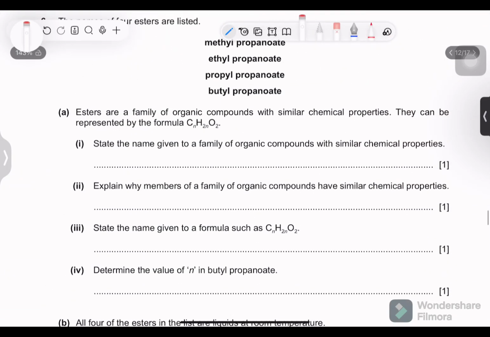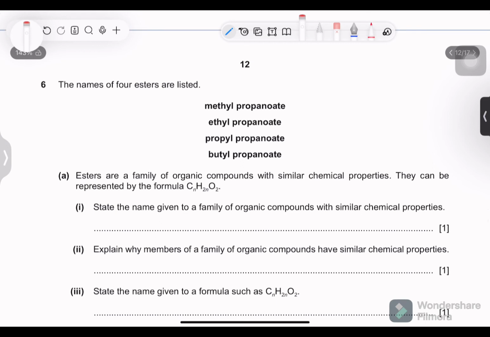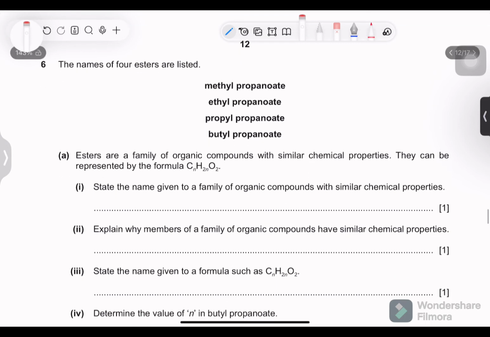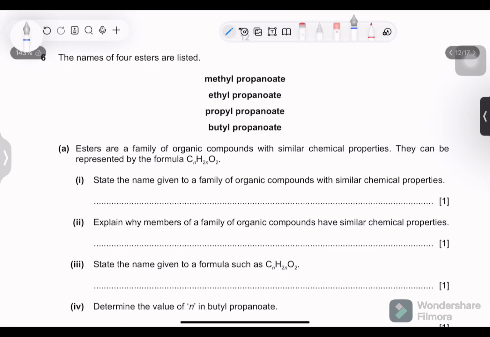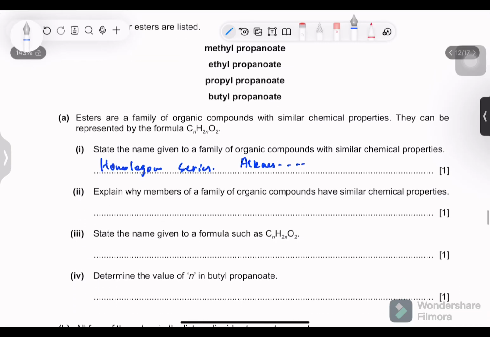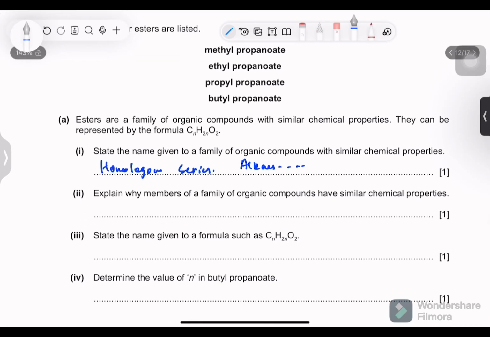Now maybe this is the last question. Yes, so the names of four esters are listed. Esters are a family of organic compounds with similar chemical properties. They can be represented by the formula CnH2nO2. State the name given to a family of organic compounds with similar chemical properties. So this is, we know, homologous series. For example, alkenes, which have the same functional group and similar chemical properties.